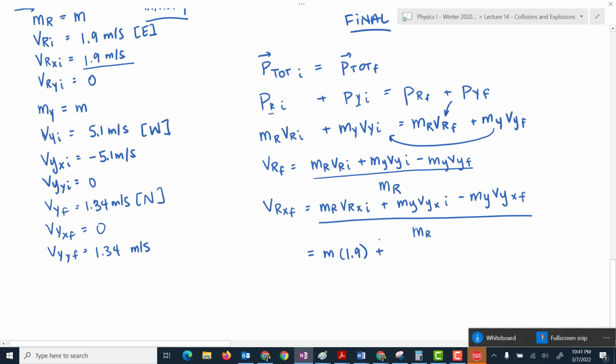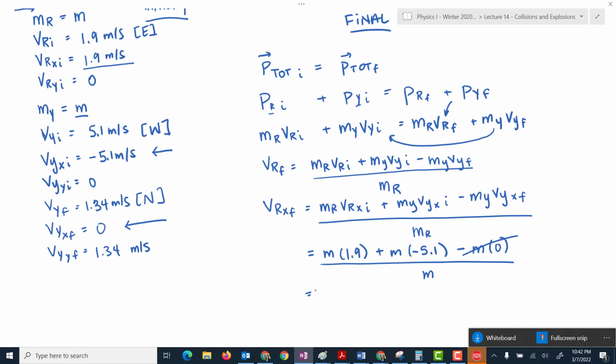Plus mass of the yellow ball, also just m. Velocity of y in the x direction, this value here, negative 5.1. Minus mass of the yellow, still just m. Velocity of the y in the x direction. So now we're doing velocity of y in x direction final, so that's this one. And that's 0, all over the mass of the red, which is still just m. So this term goes away, and I get 1.9 m minus 5.1 m.